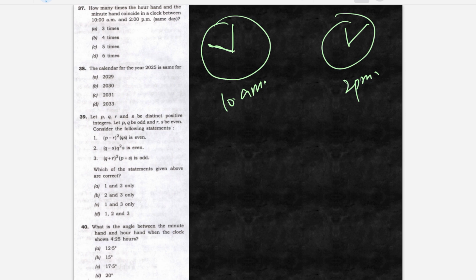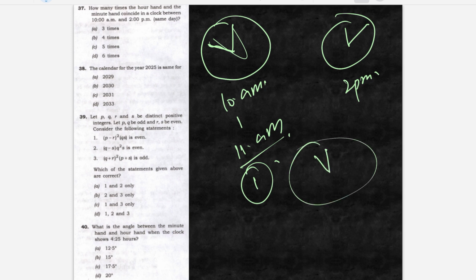Let me think. The time is 10 a.m. The minute hand keeps rotating, and where does it coincide with the hour hand? Probably as it approaches 11 o'clock. So between 10 a.m. and 11 a.m. there is once when the hour and the minute hand coincide. Now think about 11 a.m. The minute hand rotates, and it exactly coincides at 12. So between 11 and 12 there is one more instance of coincidence.